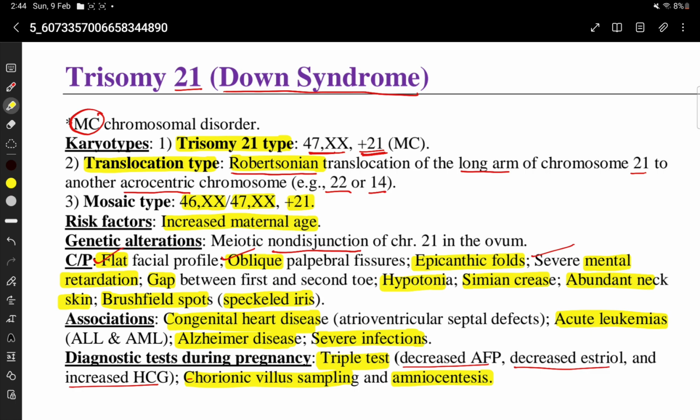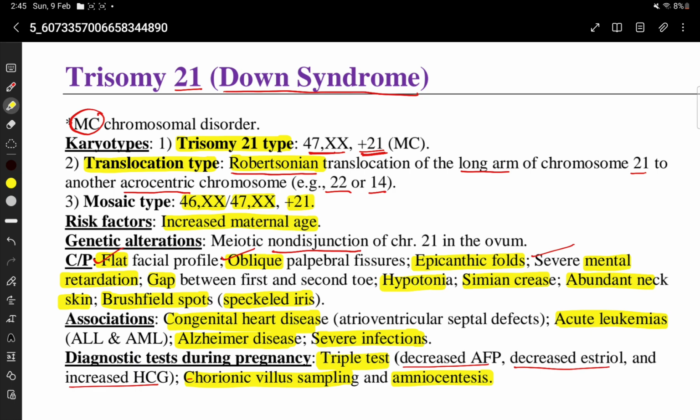Investigation involves the triple test: decreased AFP, decreased estriol, and increased HCG. In the triple test AFP will be low, estriol will be low, and HCG will be high.